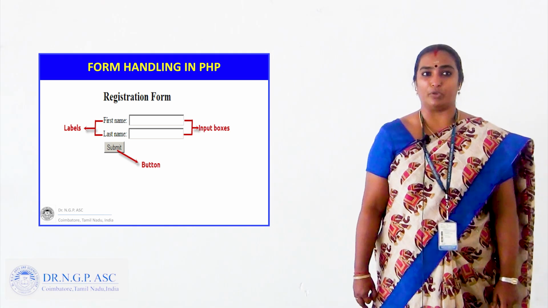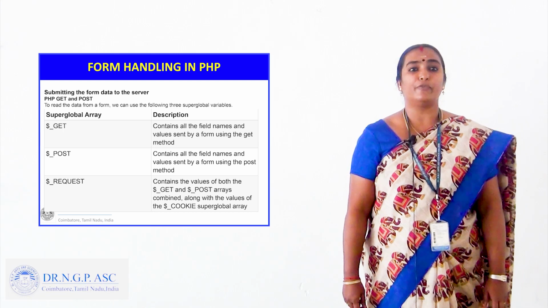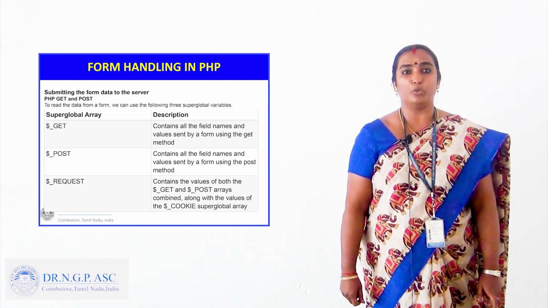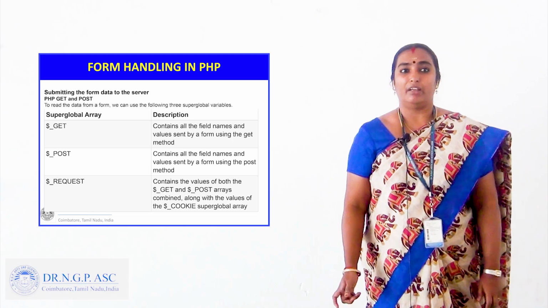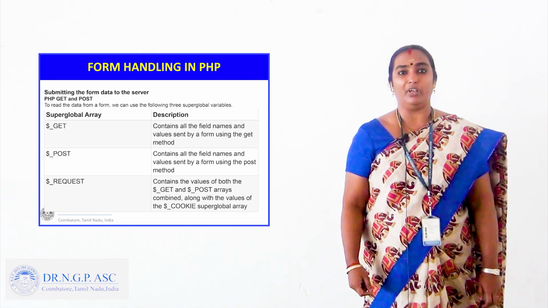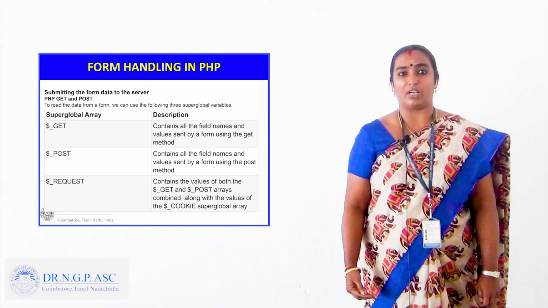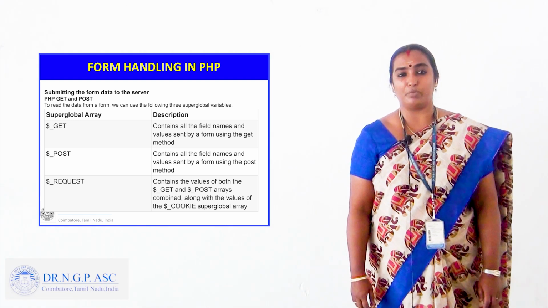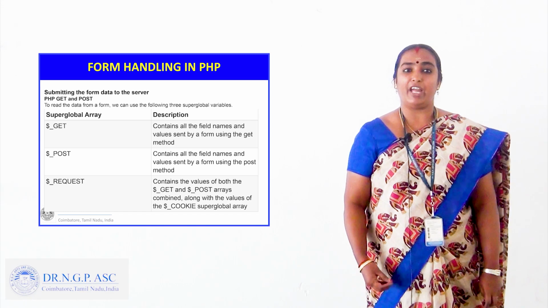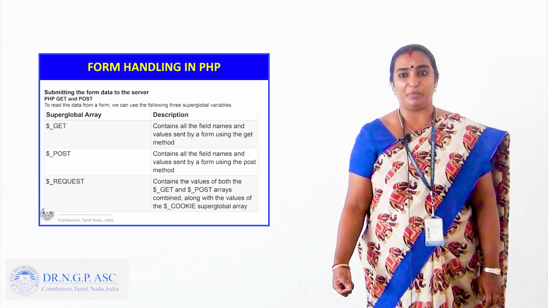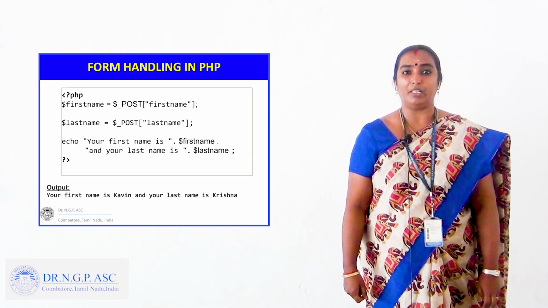Three global variables are used. The first one is get, the second is post, and the third is request. The global variable get is used to send a smaller amount of data. In the post variable we can send a large amount of data. In request, get and post methods are also used. We can access the request method. The request variable is a global variable, so we can access that variable in all scripts.